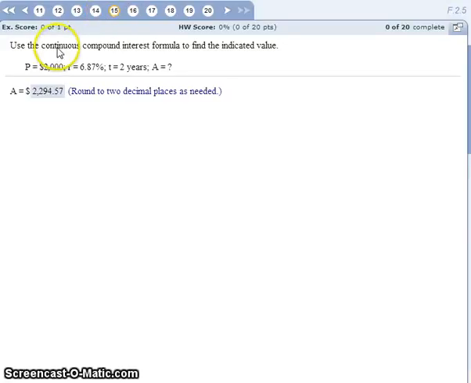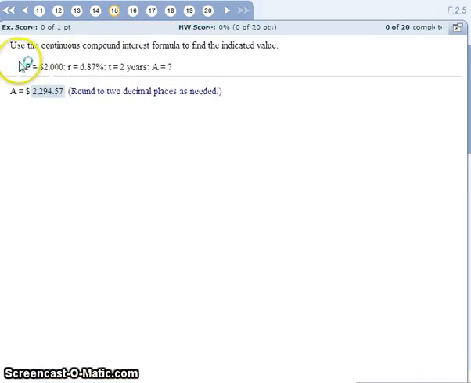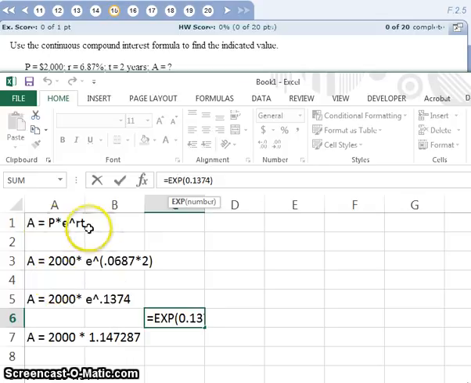For number 15, we're doing continuously compounded interest, and if you click on Help Me Solve This, you can be reminded of the formula for that. We're going to plug these values into the continuously compounded interest formula. And so we have our value for P, the principal. E is an irrational number, which means the decimal never stops. It goes on forever. It starts out at 2.718 and then just keeps going on and on forever.